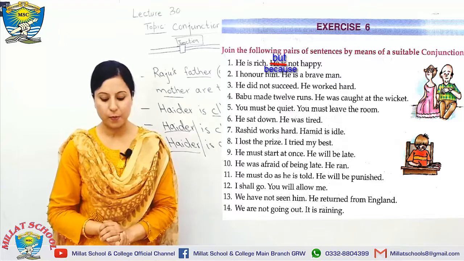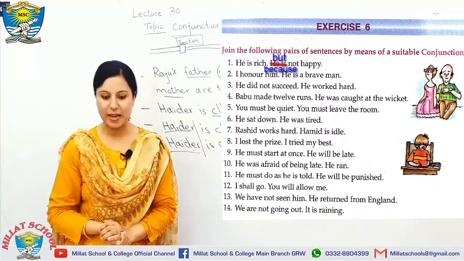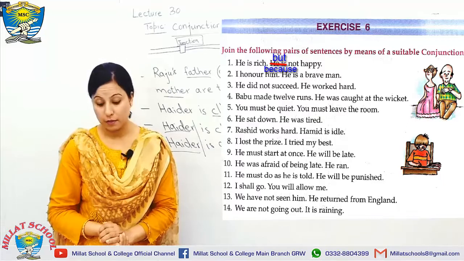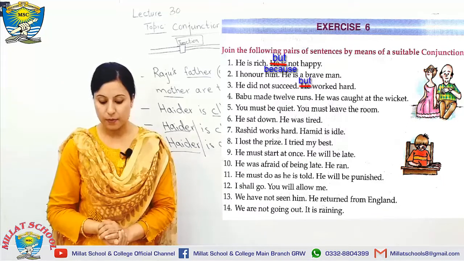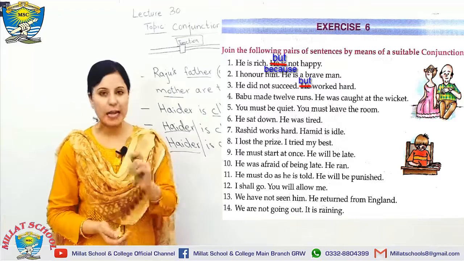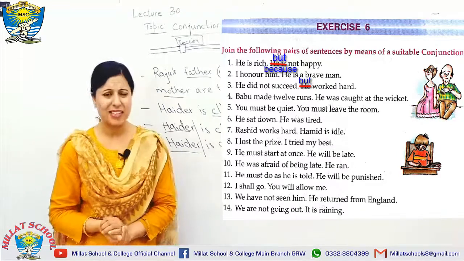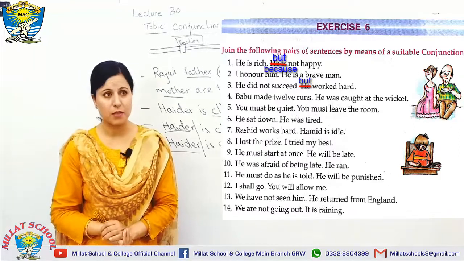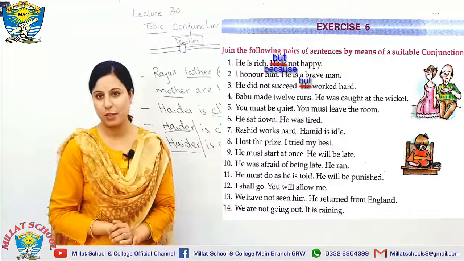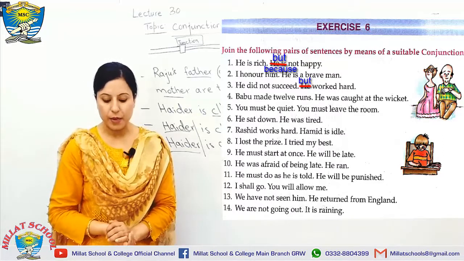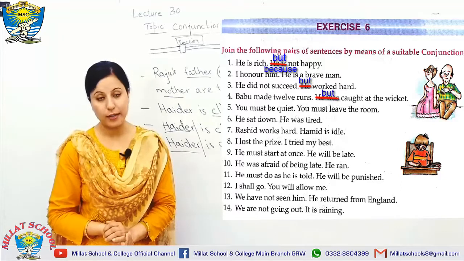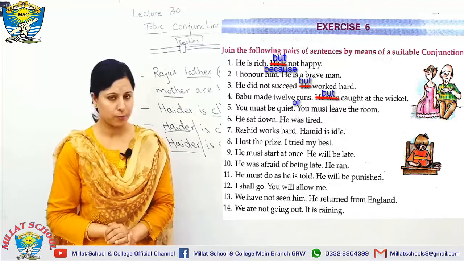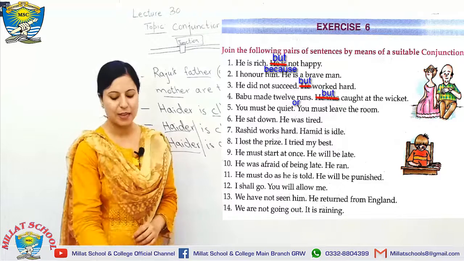Number 2, I honor him because he is a brave man. Number 3, he did not succeed if he worked hard. He did not succeed but worked hard. I have put if here to tell you whether it is a suitable conjunction. No, because we are talking about two different situations, that although he worked hard, he did not succeed. Number 4, Babu made 12 runs but was caught at the wicket. Number 5, you must be quiet or you must leave the room. Got it? So the rest of the sentences will be done by you yourself.